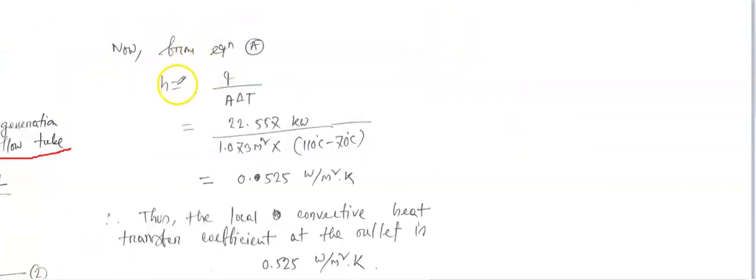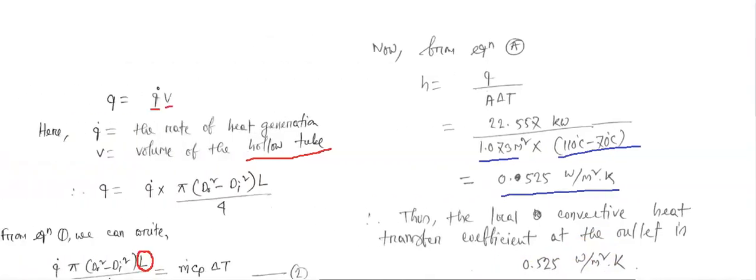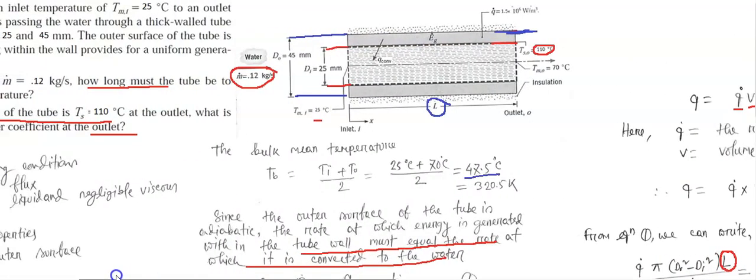Alright, so now let's substitute all of these values. This Q we already calculated at the very beginning, so this is 22.557. We know A, we know the temperature difference, so we got this value. So that means the local convection heat transfer coefficient at the outlet is 0.525. So that's it. What I did for this problem was quite simple.